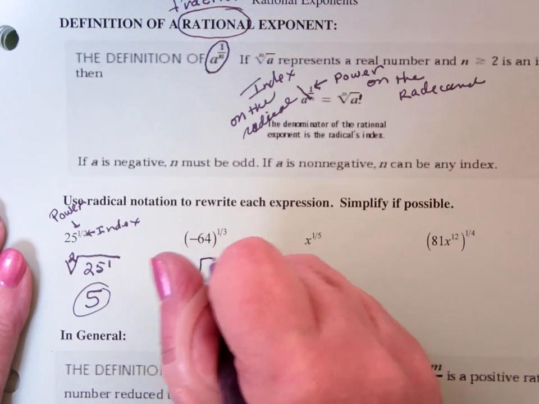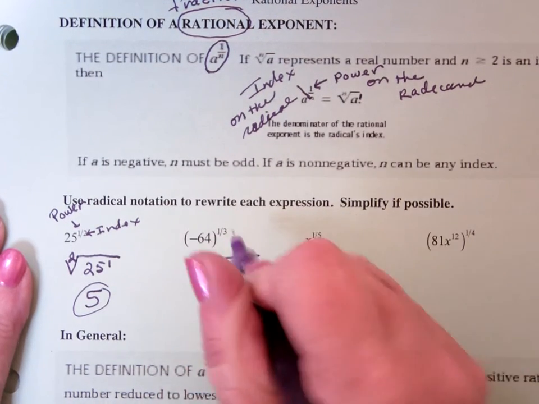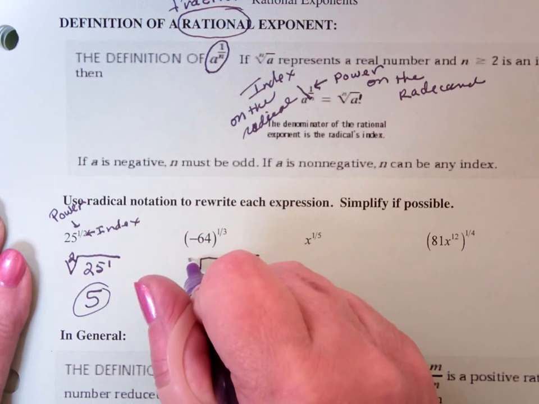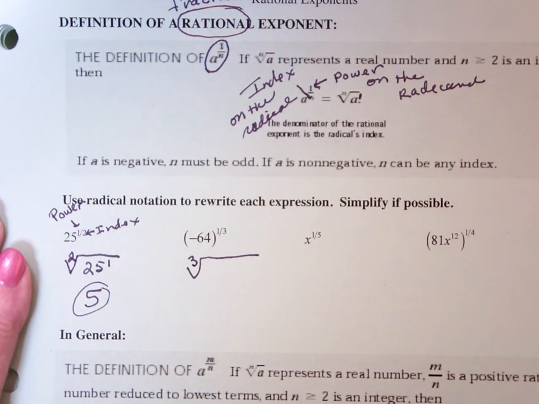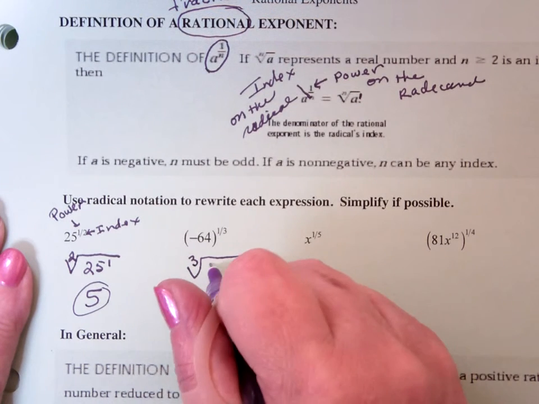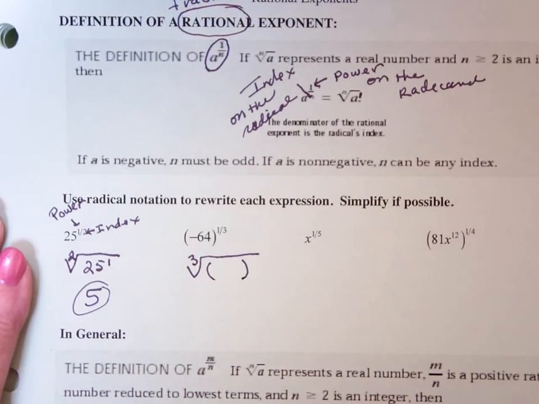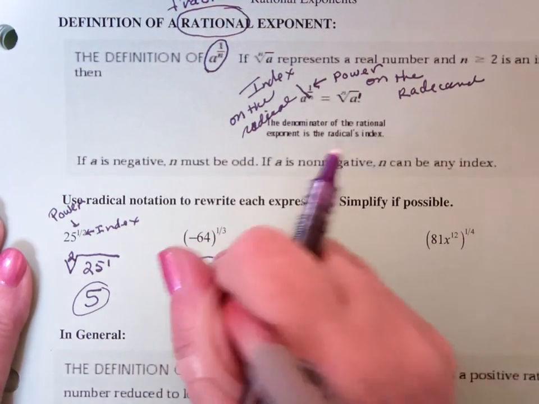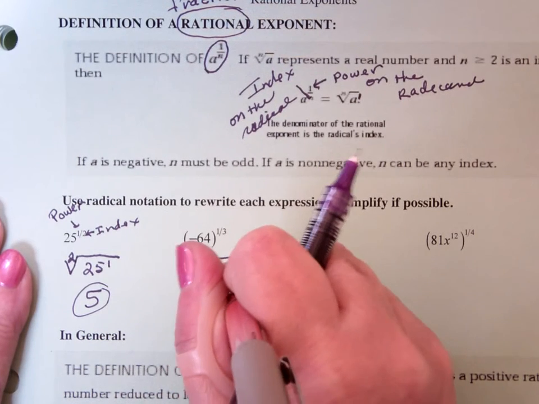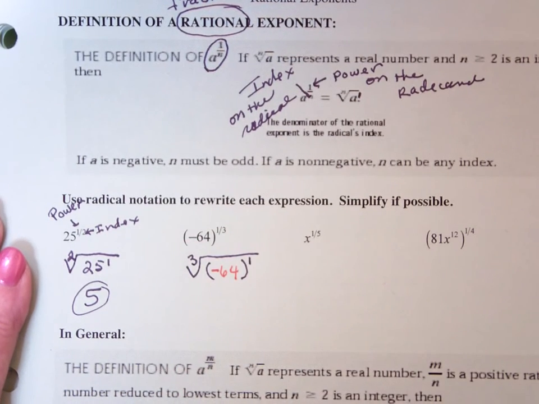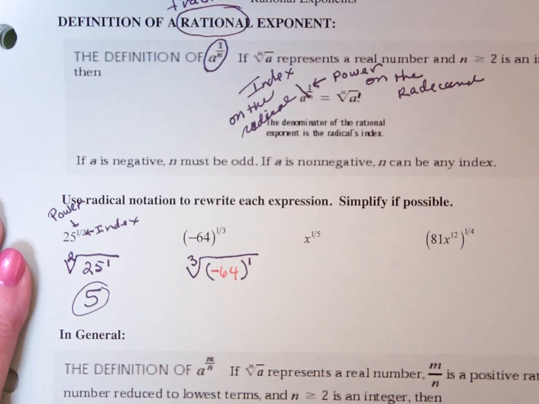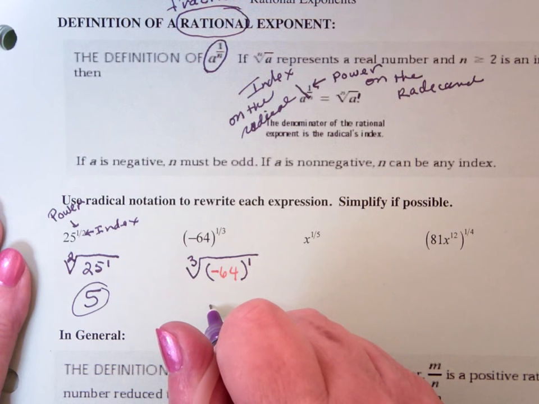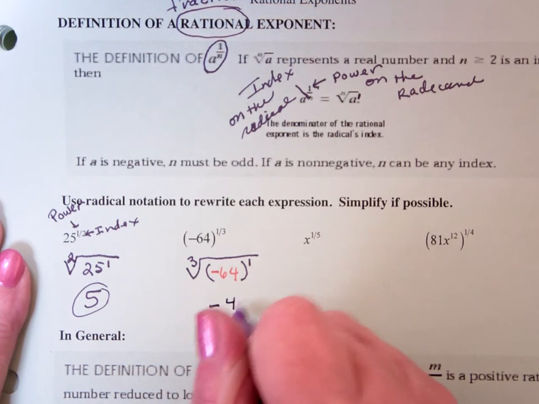Negative 64 to the 1/3 power. Now, because it's a fraction, it's a radical. The denominator is the index, so it has an index of 3. And then I'm taking a set of parentheses. By the way, I don't care what's in the parentheses at this point. It's the set of parentheses to the 1 power. What's in the set of parentheses is a negative 64. And that's just the cube root. The cube root of negative 64 is negative 4.